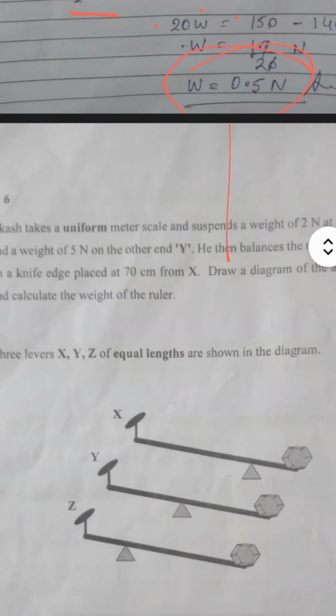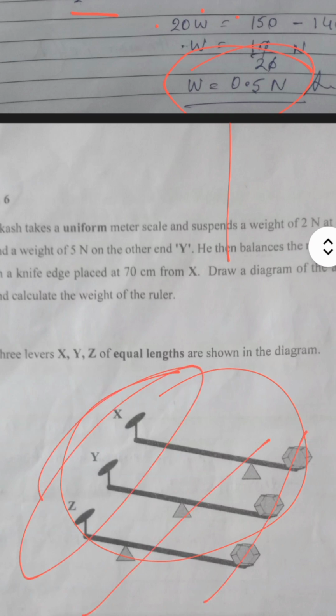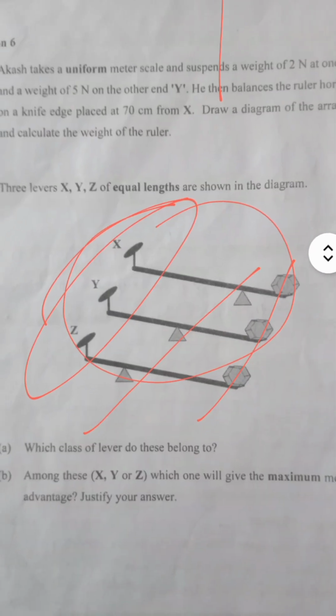3 levers X, Y, Z. This is the diagram given. All these levers are of the same order. See, load on one side, fulcrum in the middle, and effort on the other side. So this is first order lever, first class. Okay, so first class lever. First question is which class of lever: first class.